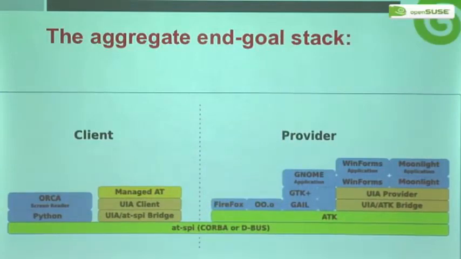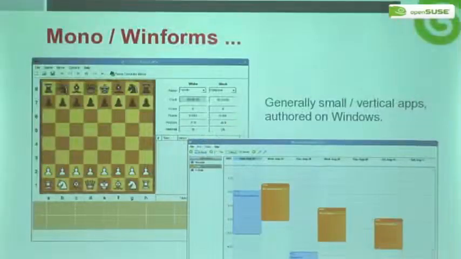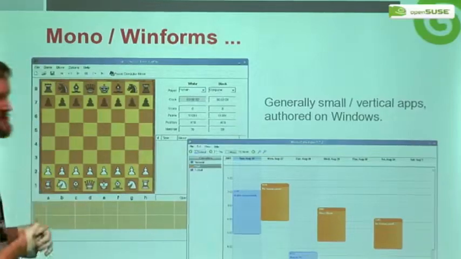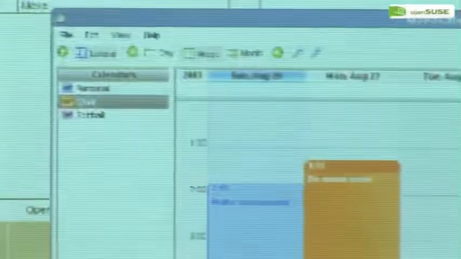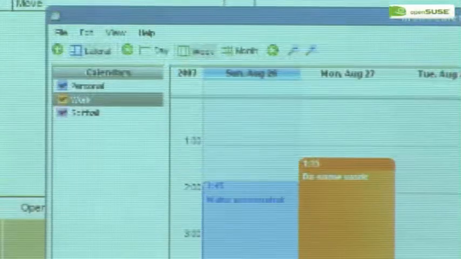So why bother? Here we have a couple of WinForms apps that are absolutely indispensable. Yet another calendar. What the world needs is another calendaring application. I discovered this when I talked to Sun, and they're investing in Sunbird instead of Evolution on Windows, which is a tragedy. And here's another chess game. Yet another chess game, but all of them written using WinForms.